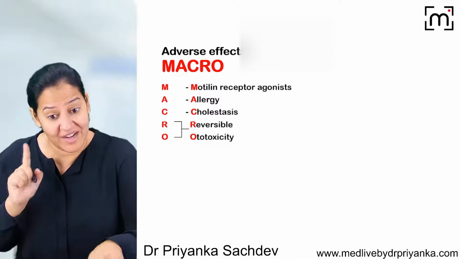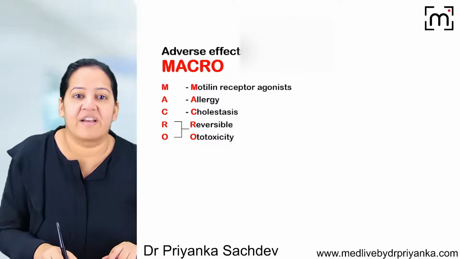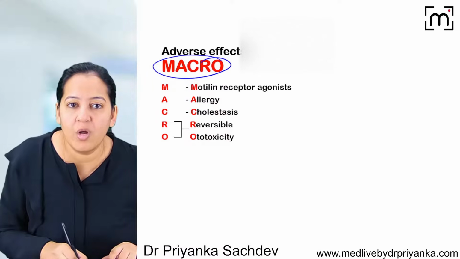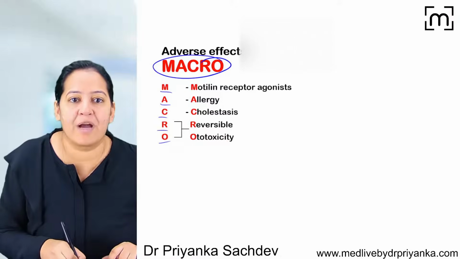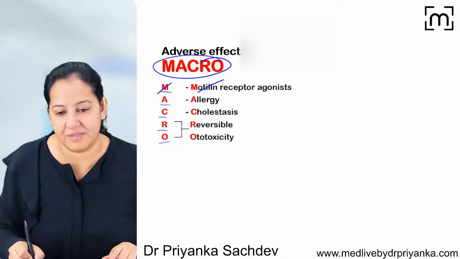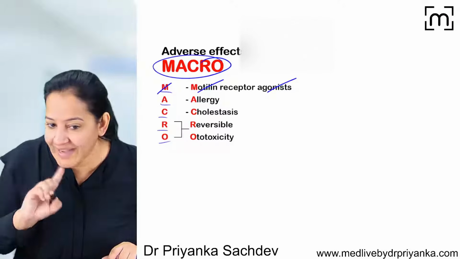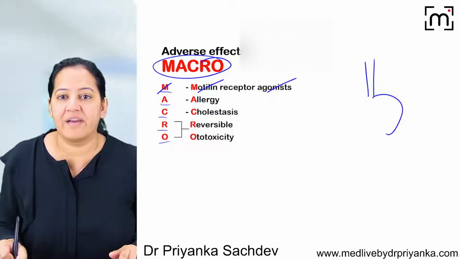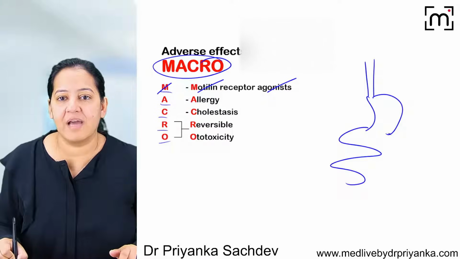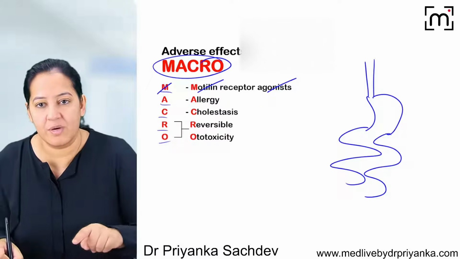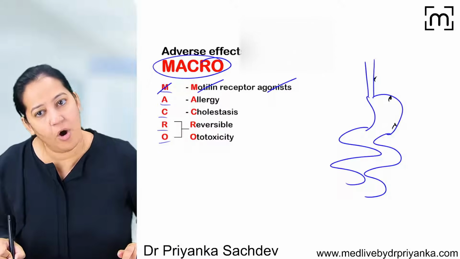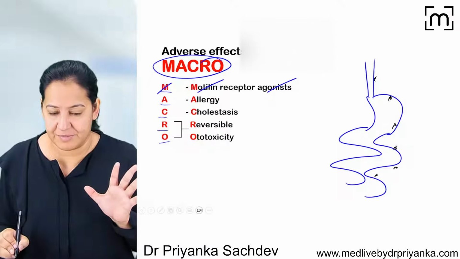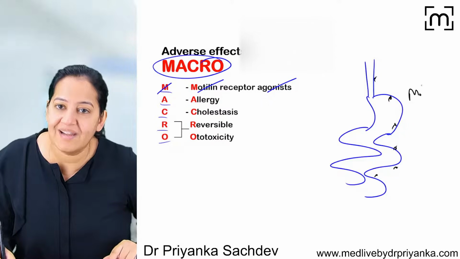So coming to the adverse effects of erythromycin. The mnemonic is MACRO. What is MACRO? M-A-C-R-O. M stands for motilin receptors. It is a motilin receptor agonist, not antagonist. You will say, ma'am, what are motilin receptors? In the esophagus, stomach and the intestine, there are certain receptors known as motilin receptors in the GIT. We all have those receptors.